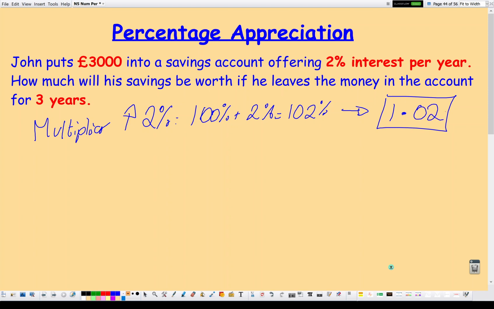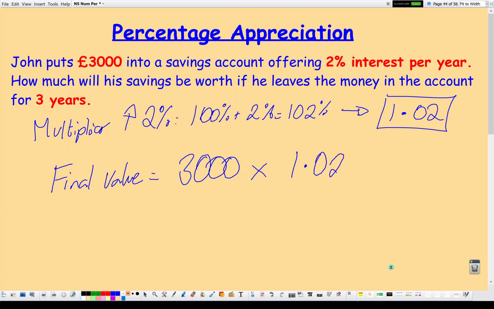Okay, so just copy this all with me. So then the final value of savings starts with 3,000. We then multiply it by 1.02, and then we're not just doing that over 1 year, that would just increase it over 1 year. I want to know after 3 years, so it's just to the power of 3.